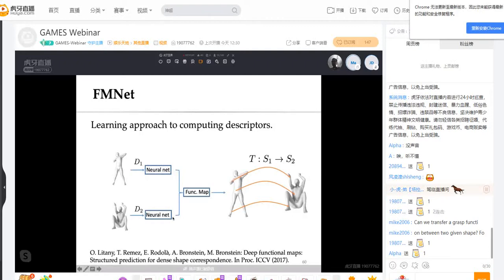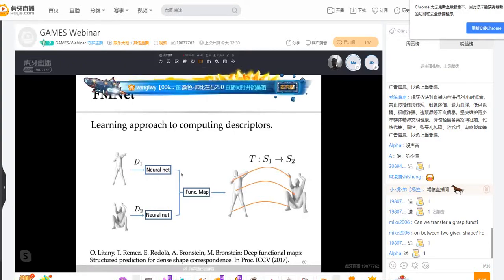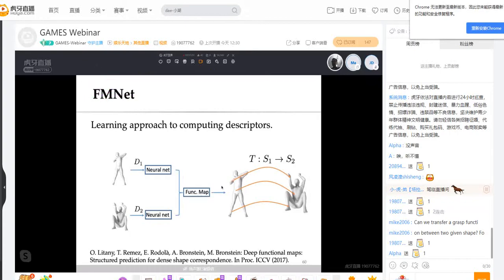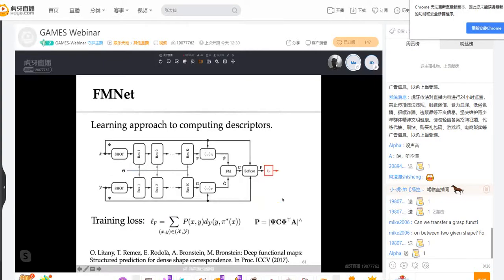So it processes the descriptors, and then instead of using the original descriptors to compute the functional map, it uses these processed descriptors and passes them through what's called a functional map layer. This then allows you to compute the correspondence. This functional map layer is not learnable, it's a fixed layer. And from this, you get a correspondence between the shapes. So what is this network?